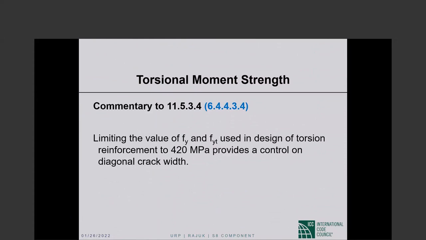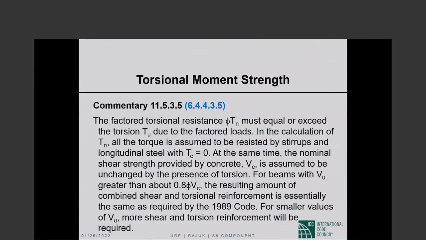This is commentary, limiting the value of F sub y and F sub yt used in design of torsional reinforcement provides a control on diagonal crack width. I told you that already. The factored torsional resistance phi times T sub n must equal or exceed the torsion T sub u due to factored loads. This is basic strength design.